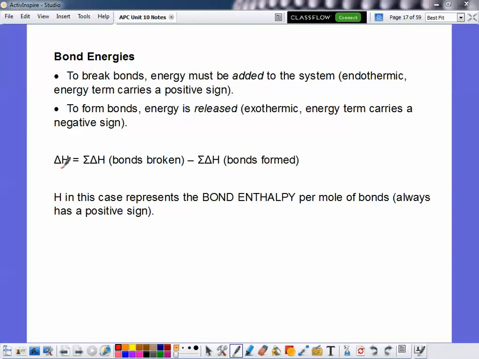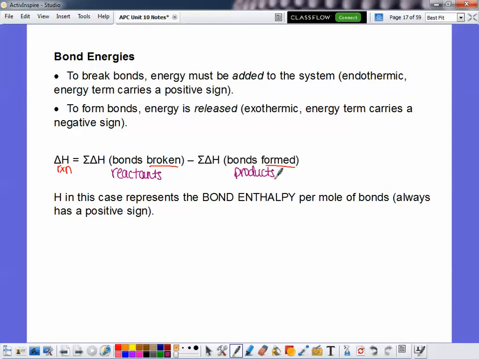So in order to find delta H for the whole reaction, it's going to be the sum of the delta H's for the bonds broken minus the sum of the delta H's for the bonds formed. The bonds broken are the bonds of the reactants, and the bonds formed are the bonds of the products. So this one is backwards from every other delta H calculation you've done. Normally, delta H is the sum of the enthalpy of formations for the products minus the sum of the enthalpy of formations for the reactants, but this one's reversed.